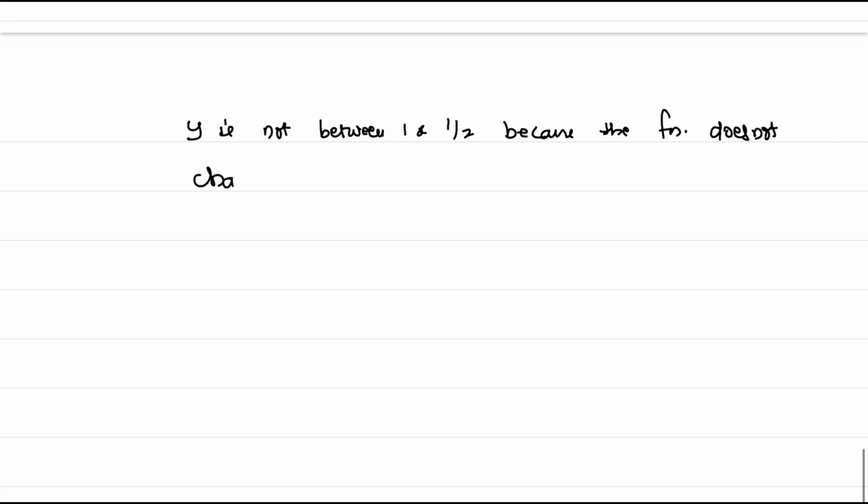That shows the value is not in between 1 and half. Y is not between 1 and half because the function does not change the sign. Please follow this.